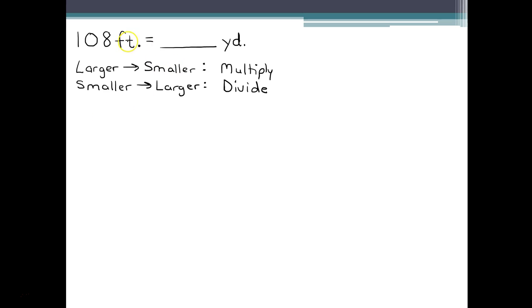Alright, so in this one we're going from feet to yards. A foot is smaller than a yard. So we're going from a smaller unit to a larger unit, so we have to divide. So we have to take 108 feet and divide by whatever the units are. Now if you look at your worksheet, it tells you in that little box on the first page that there's 3 feet in a yard. So we're going to have to use this. We have to use the fact that there's 3 feet in a yard.